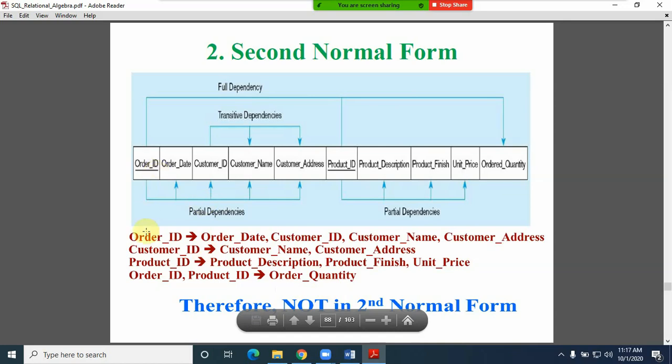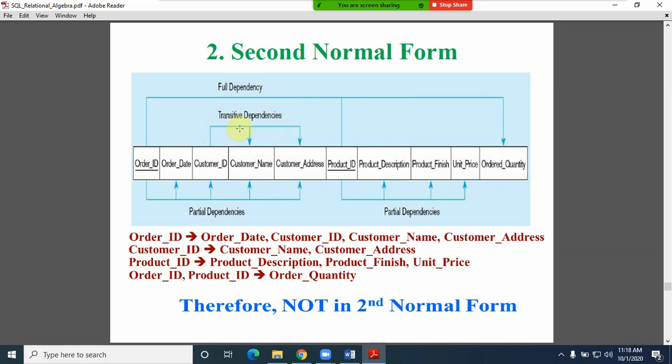And in all the remaining cases, if you observe the order ID, as mentioned earlier, order date, customer ID, customer name, customer address, all are dependent on the order ID. Product ID is referenced by product description, product finish, and unit price. And one more important thing: the customer ID is no way connected to order ID and product ID, but this problem we are going to solve in the third normal form. We are limiting our discussion to second normal form only, so we are not focusing on customer ID. If you resolve the transitive dependency, then I can expect the table to be in the third normal form.